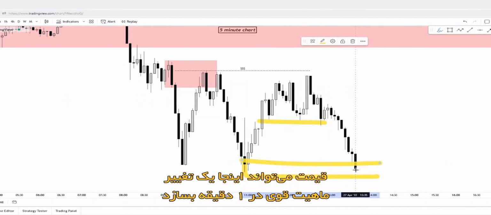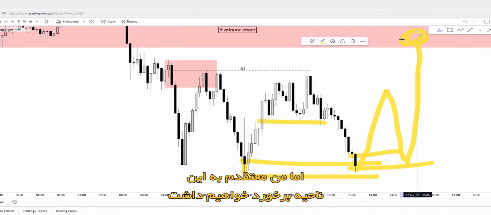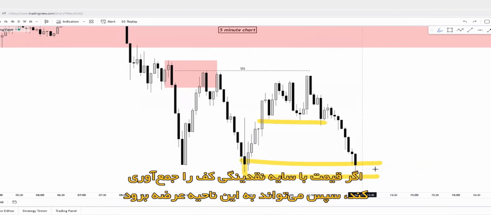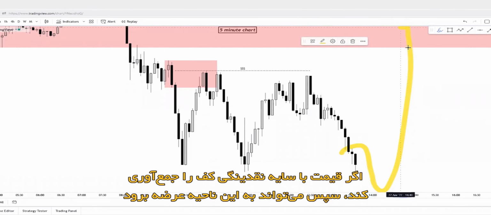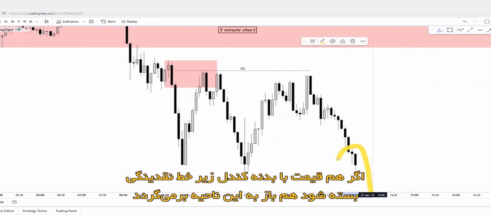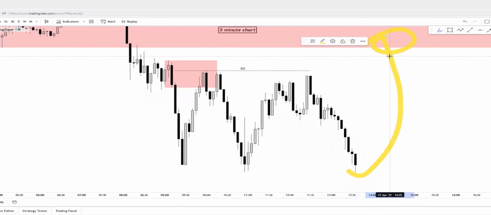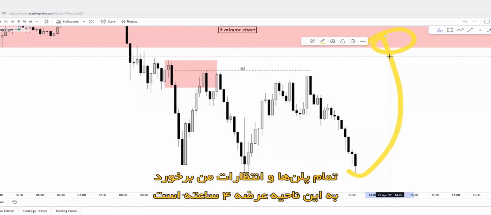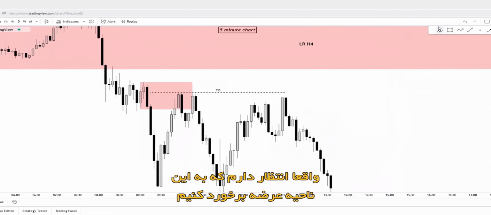If price can create a strong change of character here to the upside on the 1-minute chart, then I believe we'll tap this zone. If price will sweep the liquidity to the downside with a liquidity sweeping candle and not body closure, then we'll tap this supply zone up here. If price can break below this break of structure line with body closure, then we'll tap this supply zone. So all of my plans, all of my expectations are leading up to this 4-hour supply zone. So I'm really expecting the tap of this supply zone.